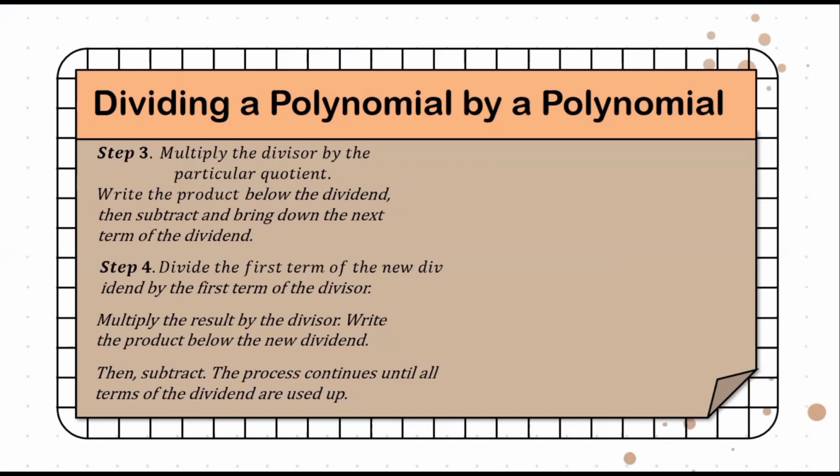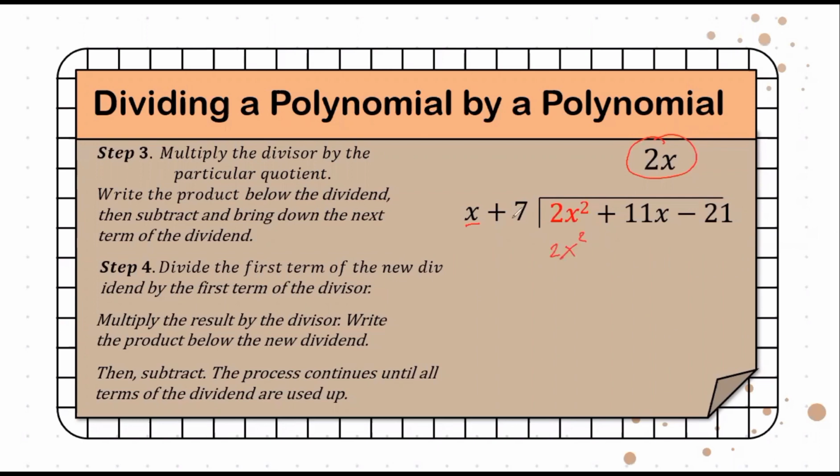That is, we have now 2x squared plus 11x minus 21 divided by x plus 7. It will give us, following the second step, that you have to divide the first term of the dividend to the first term of the divisor, which is 2x squared divided by x will give us now 2x. And then after that one, we have to multiply this one, the 2x, to the first term of the divisor. 2x times x, it will give us a product of 2x squared. And then 2x times 7, it will give us a product of 14x.